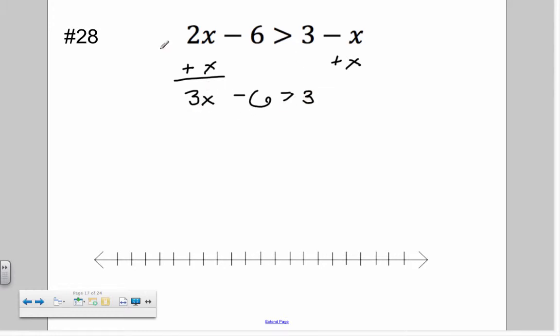Now, had I moved 2x to the other side, that would not be incorrect. I would just have a negative 3x on this side, and then I just have to make sure that I'm flipping my sign when I'm solving the inequality. And once I've done that, now I can just continue to solve as normal. I can add 6 to both sides.